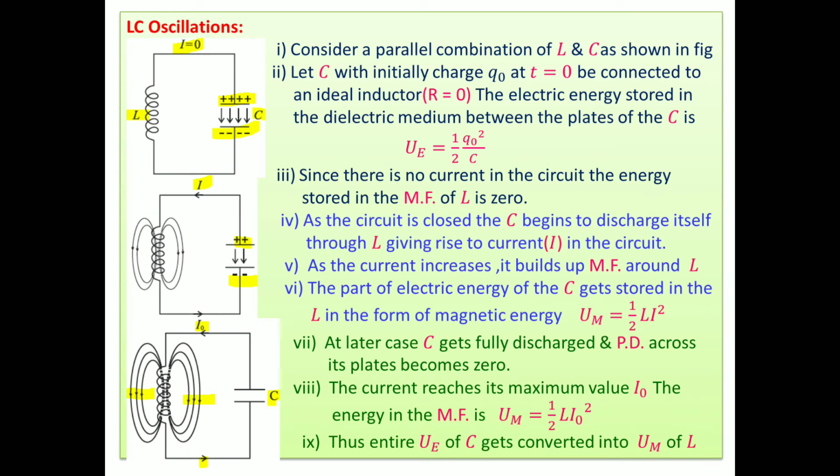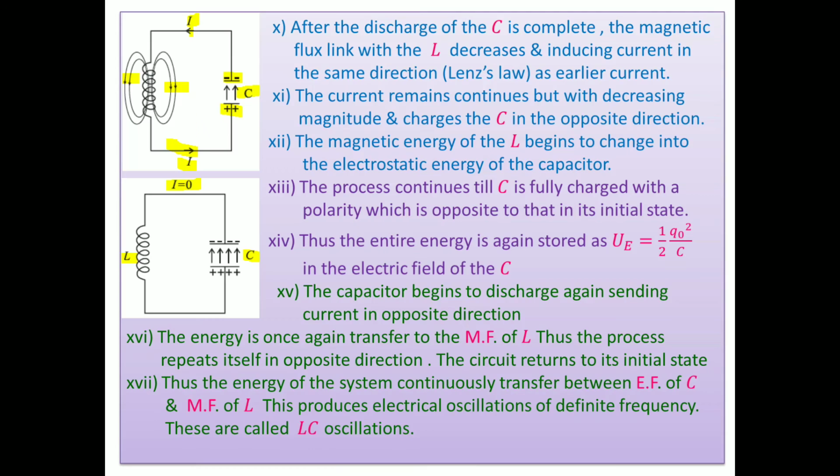I think this is all about it. Thereafter, we go to the next thing. After the discharge of the capacitor C is complete, the magnetic flux linked with the inductor decreases, which means the current decreases. Then, on account of Lenz's law, what happens? It is the electric inertia in the inductor. It does not want to stop the current. So it behaves as a battery due to self-induction, and it sends a current in the same direction.